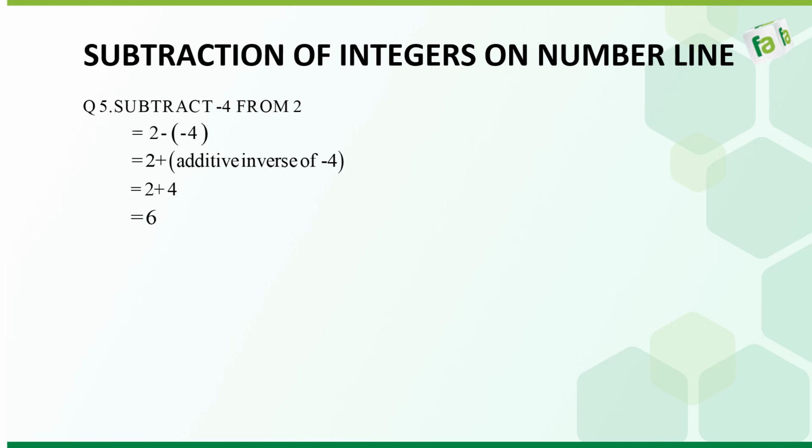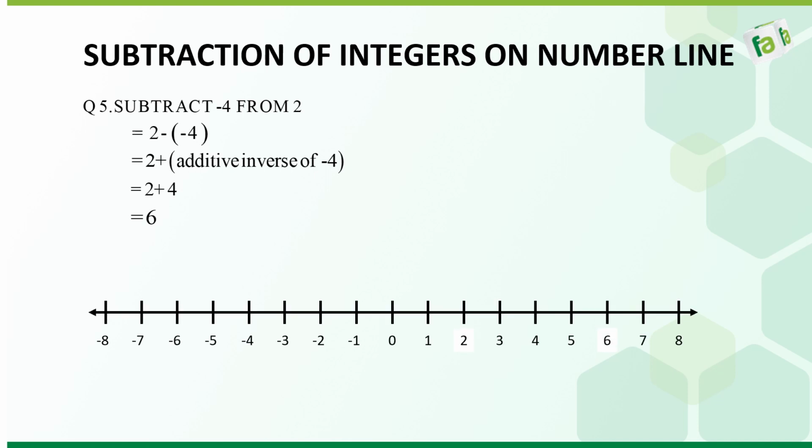Let's represent it on our number line. Here is the number line. Firstly, we will have to locate 2 on the right hand side of a number line. After this, we are required to move further to the right to add 4. This takes us to our final answer, that is 6.